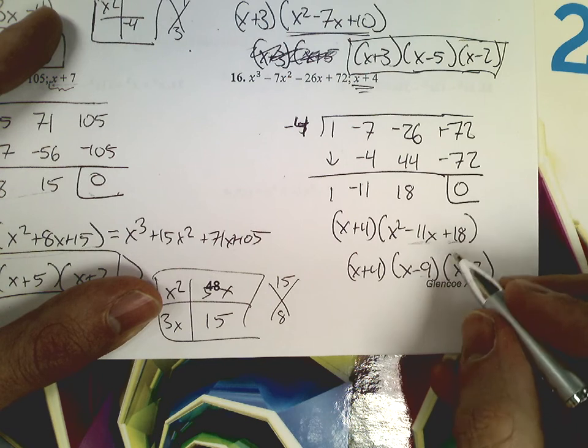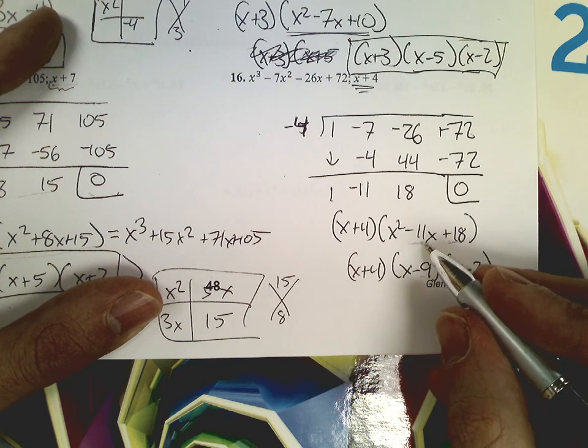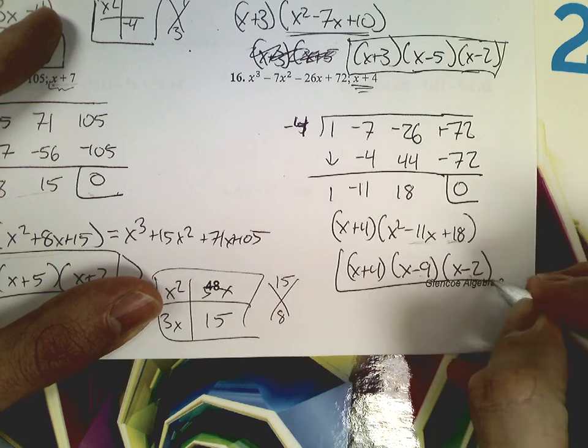Multiply -9 and -2, I get +18. Add them, I still get -11. So there's my factored form.